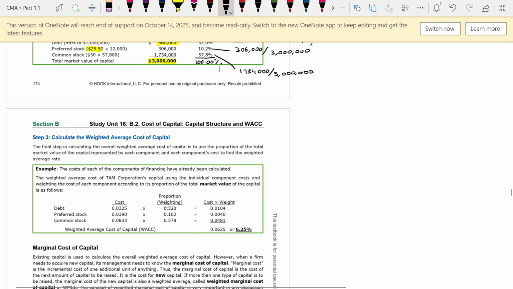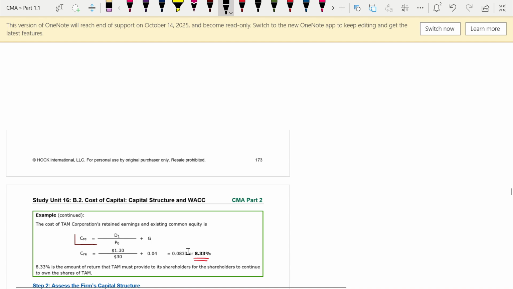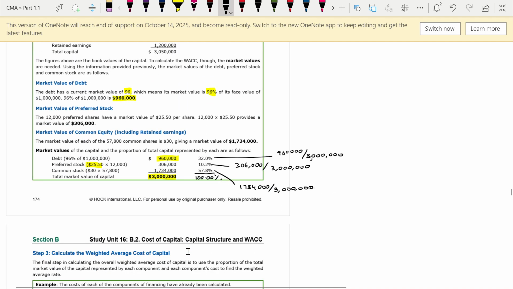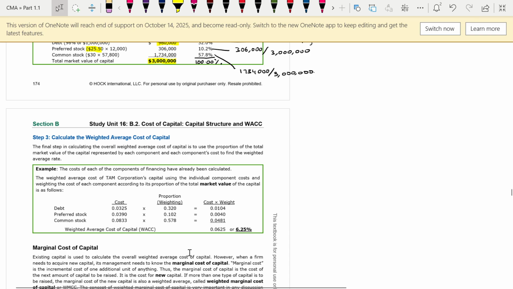Now, once we have taken the weights, what is the cost? We have calculated the cost of capital individually: 8.33%, 3.9%, 3.25%. Then weight times proportion, which comes to cost multiplied by weight. We will get the weighted average cost, and ultimately whatever you get is the weighted average cost of capital. It's very simple.